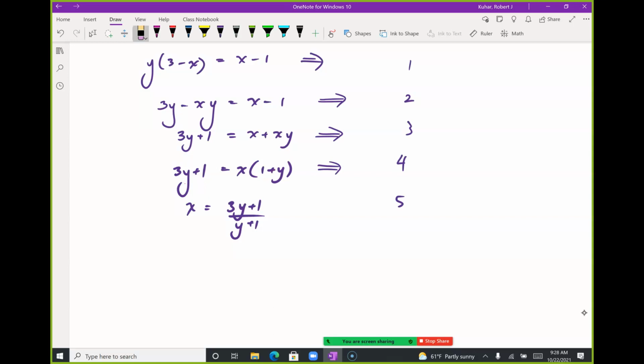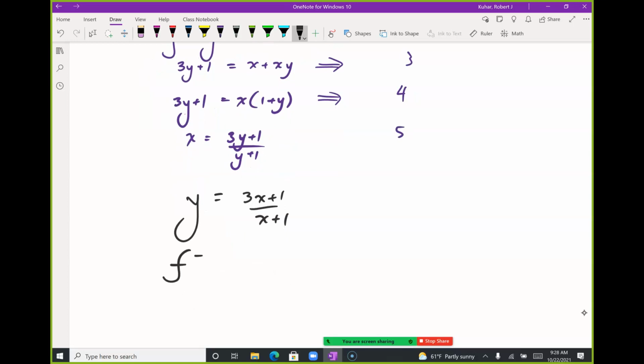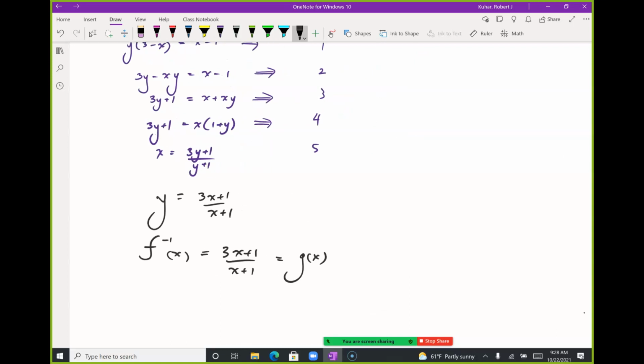Okay, nice. So this is y now. This is my inverse function, (3x plus 1) over (x plus 1). And I'm going to call that f inverse of x. And of course, my preference is just to call it g. So there's my inverse function.